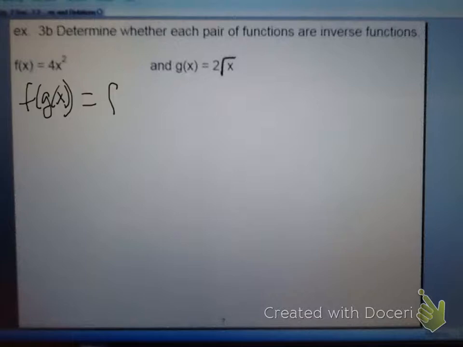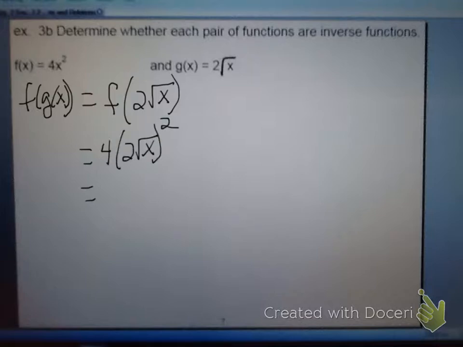So I want to determine if these two are inverse functions. I'm first going to calculate f of g of x. So I get f of 2 square root of x. Then I'm going to replace the 2 square root of x into the f function. Bring down the 4. Now 2 squared is 4. The square root of x squared is x. Multiply, and I get 16x. Now I can stop right there because it did not simplify down to x, therefore it is not an inverse function.